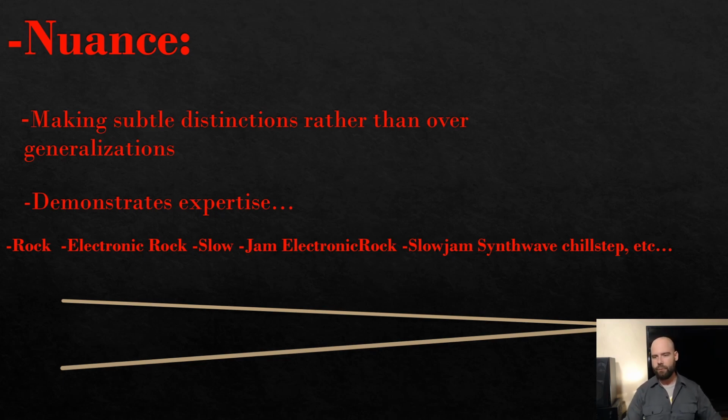So think of these two lines as a continuum of specificity or a continuum of nuance. In other words, as you move further right along the line, you're getting more specific, therefore more nuanced, and therefore you're showing a higher level of expertise. So you start with rock, and then you say, well, electronic rock in particular appeals to me. A little bit more specific, a little bit less general. Then you get to slow jam electronic rock, more specific still, therefore more nuanced.